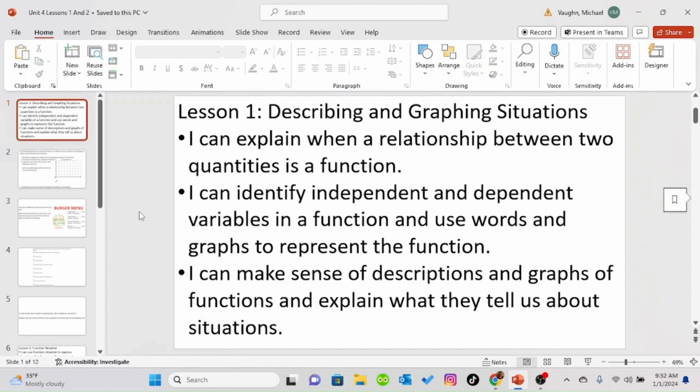It's what you're calculating. And your third learning target is that you should be able to make sense of descriptions and graphs of functions and explain what they tell us about situations.